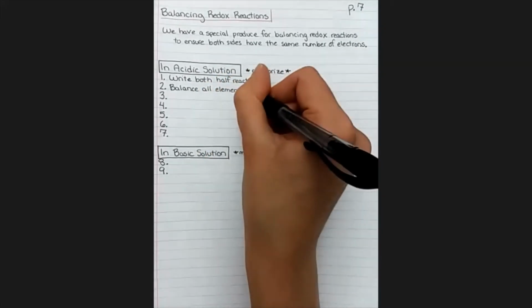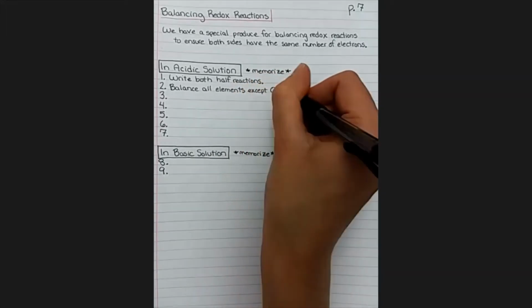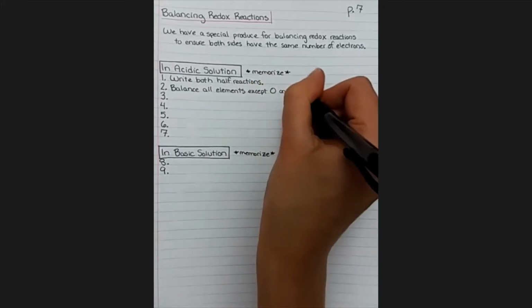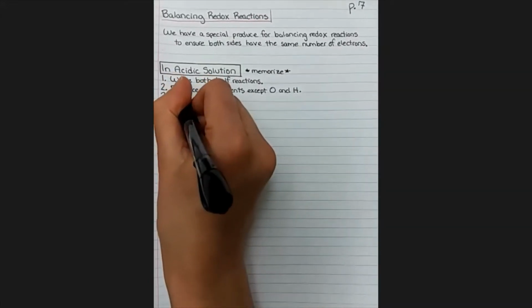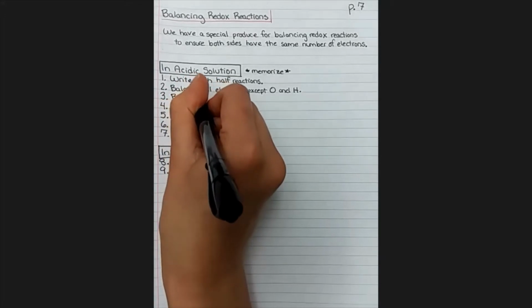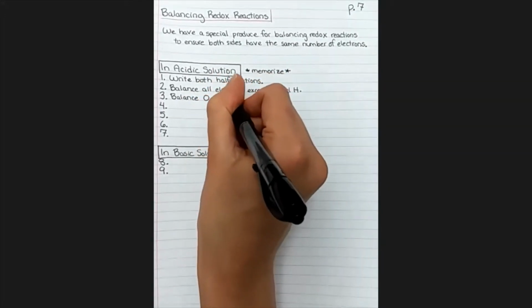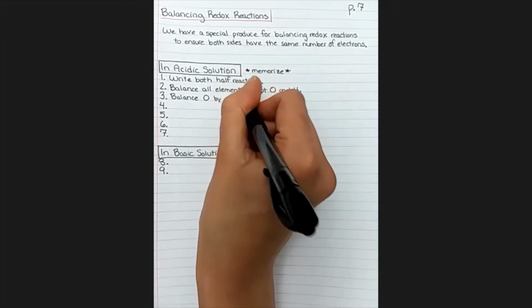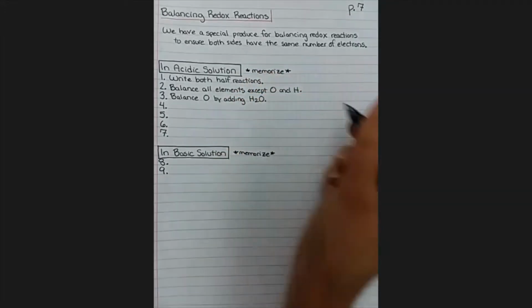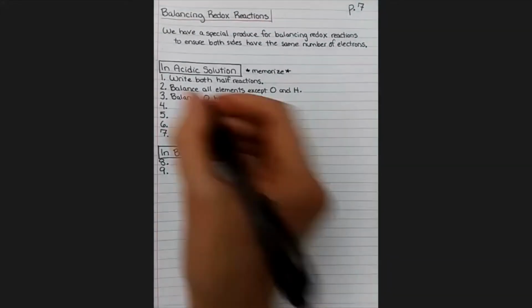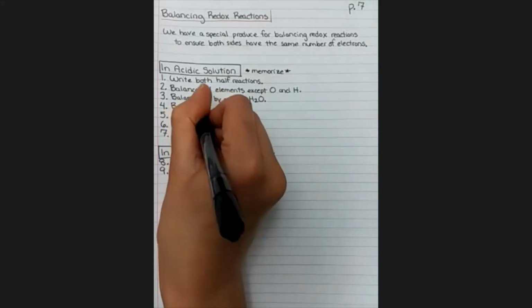So we're going to start with all of the elements except oxygen and hydrogen. So any of our metals or any other elements that are present. Then we'll balance the oxygen. And instead of balancing the oxygen by adding a coefficient in front of things with oxygen, we're going to add a new compound. We're going to add water to make up for any missing oxygens. And then we are going to balance the hydrogens last.